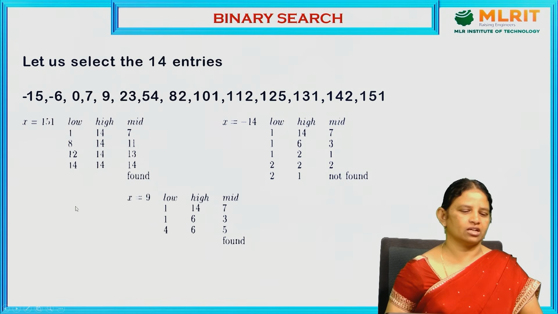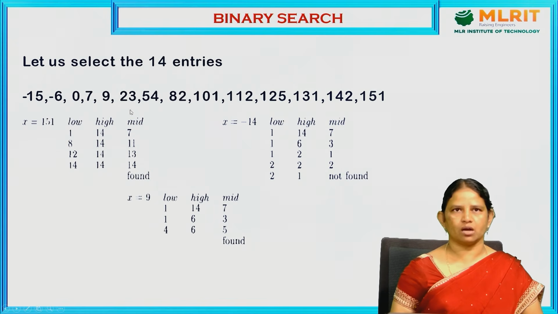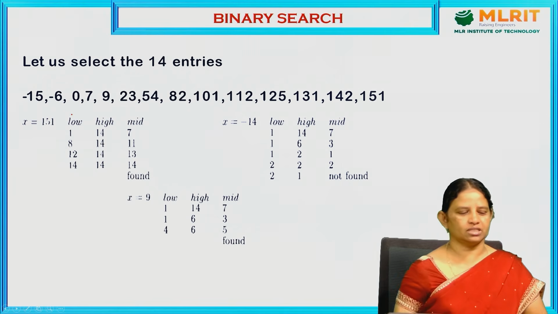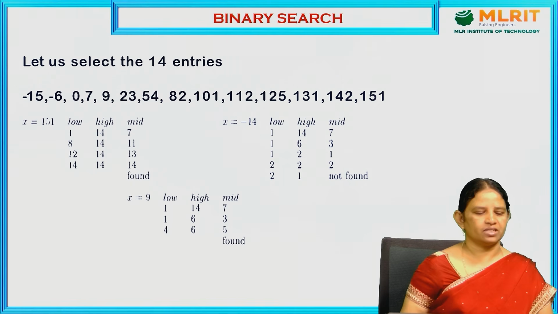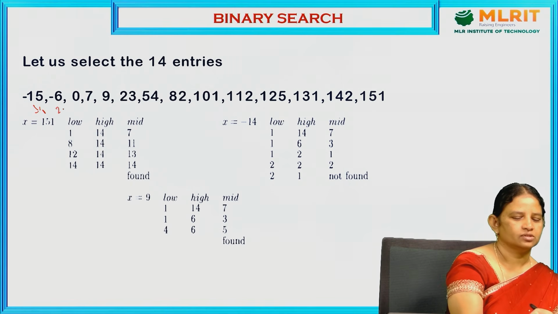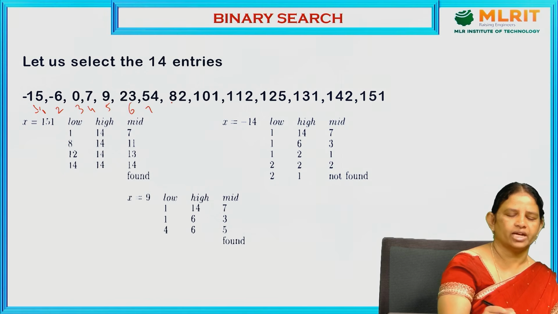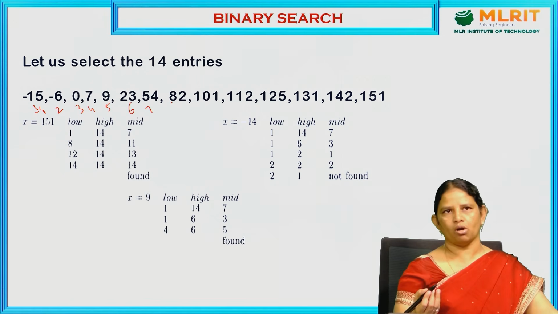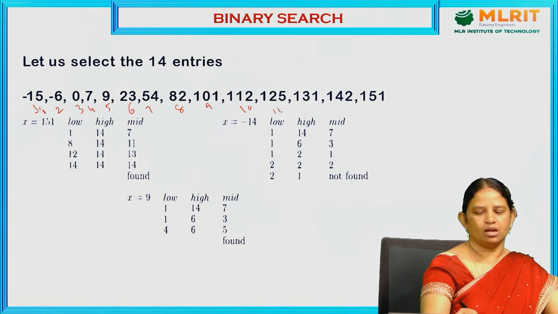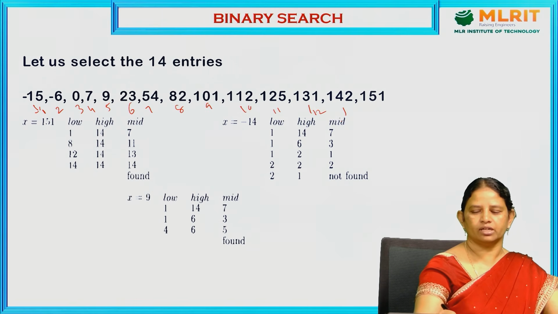Now let us take one more example for better understanding. There are 14 elements present in the list. So the first element is considered as 1, 2, 3, 4, 5. Take the indexes. You can start the indexes from 0 or from 1, that is your choice. 9, 10, 11, 12, 13. Total 14 elements are present.